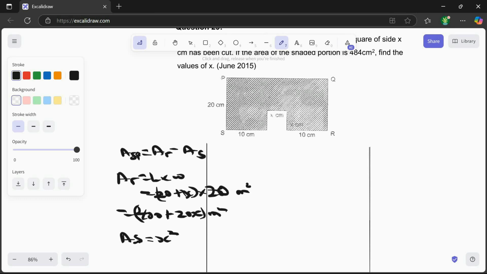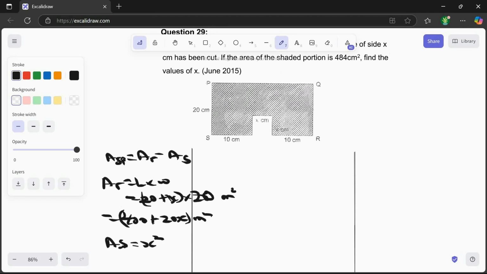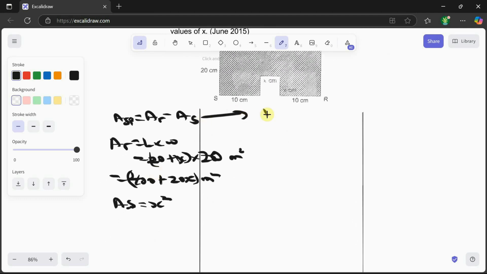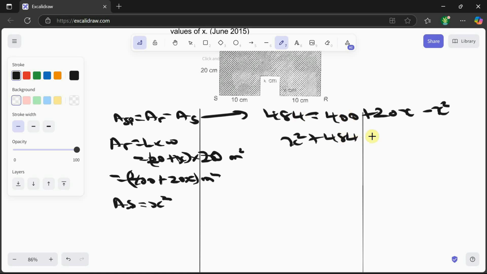Given that the area of the shaded portion is 484, this would be 484 is equal to 400 plus 20x minus x squared. If I take this one to the rest, that will be x squared plus 484. If I take this one to the rest, that will be minus 400. If I take this one to the rest, that will be minus 20x is equal to 0. I think I can adjust that. That will be x squared.